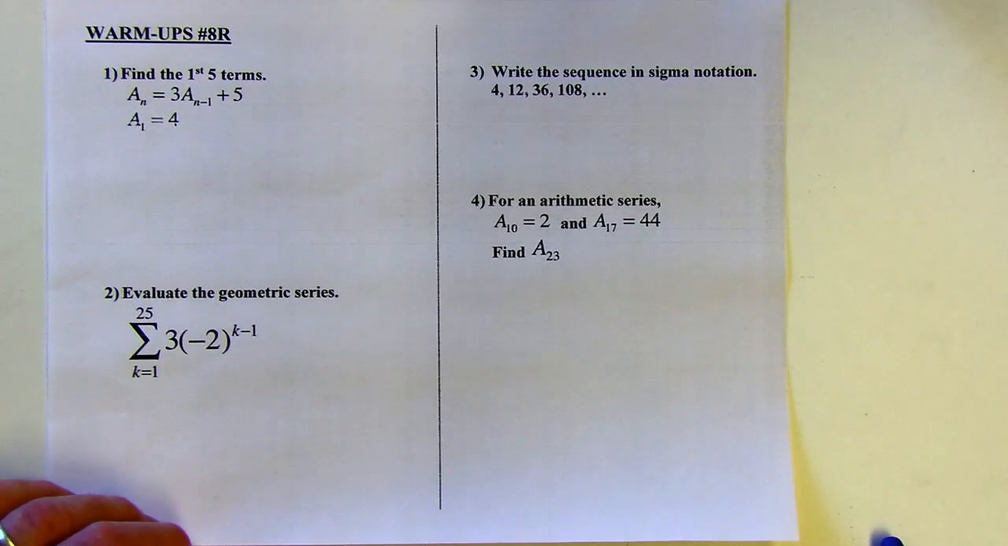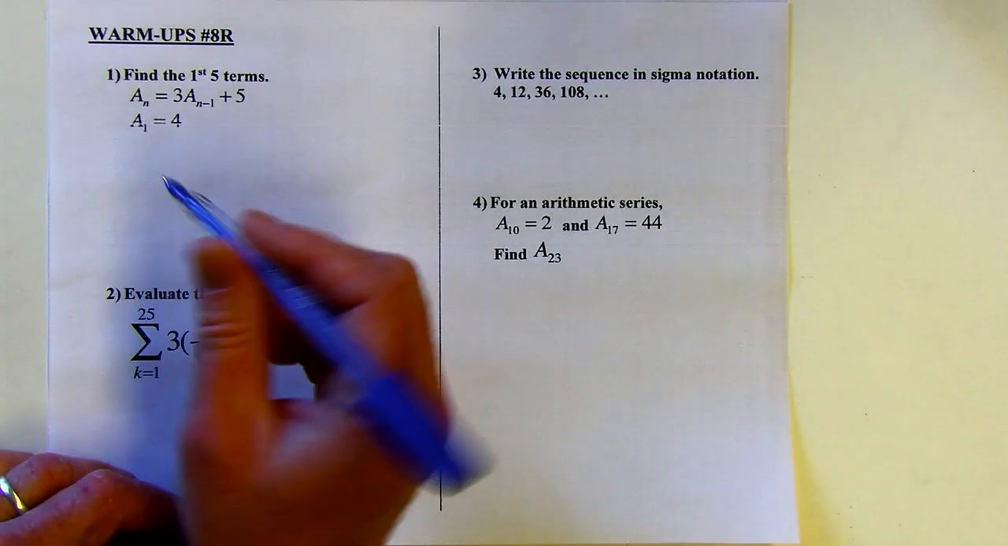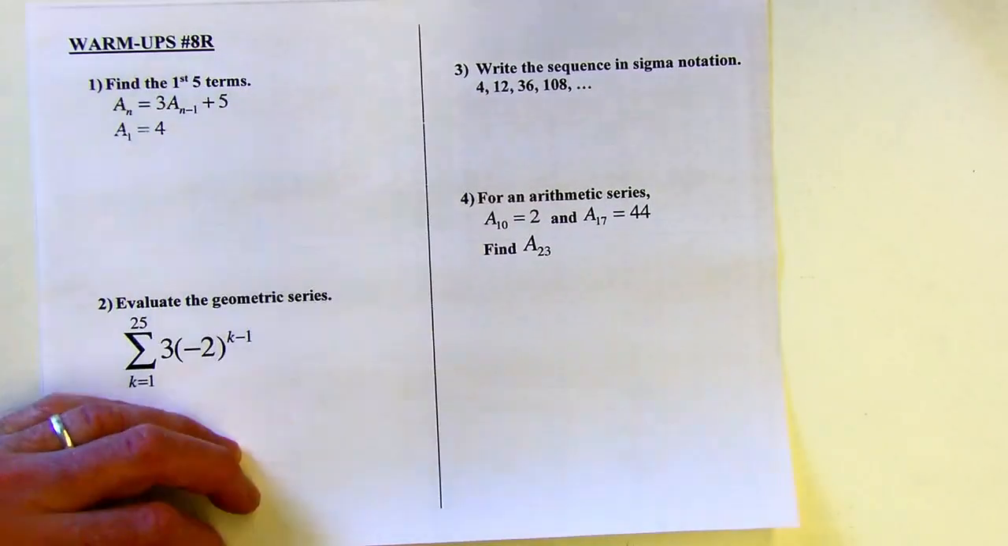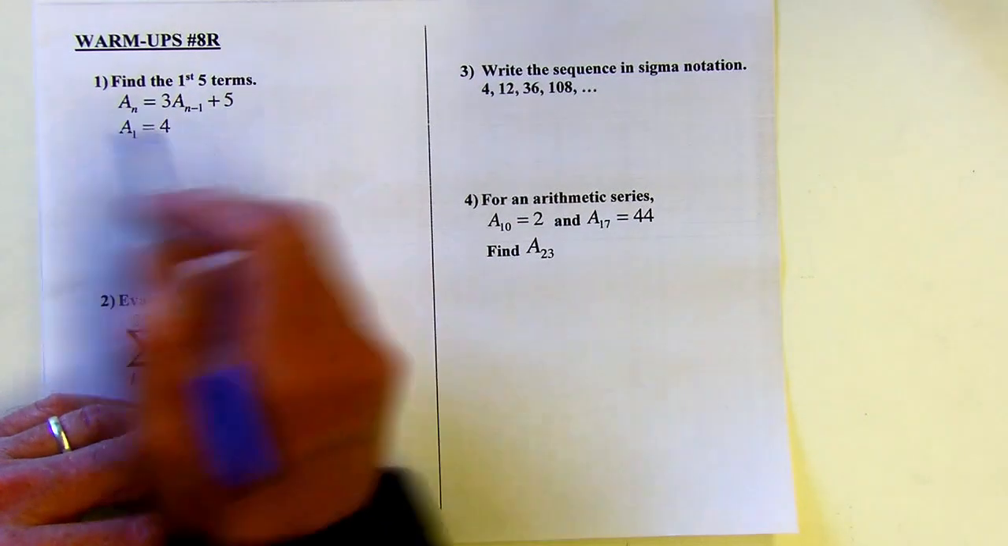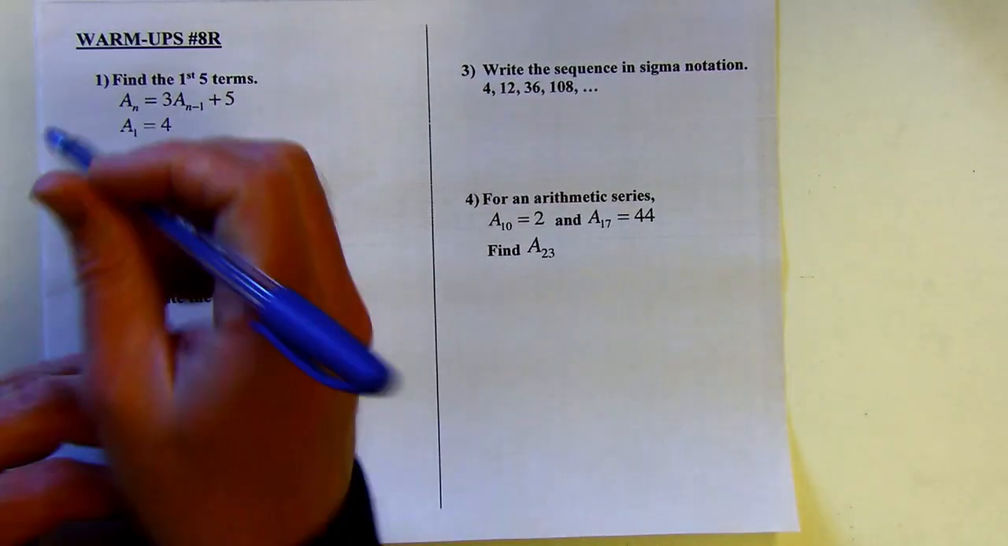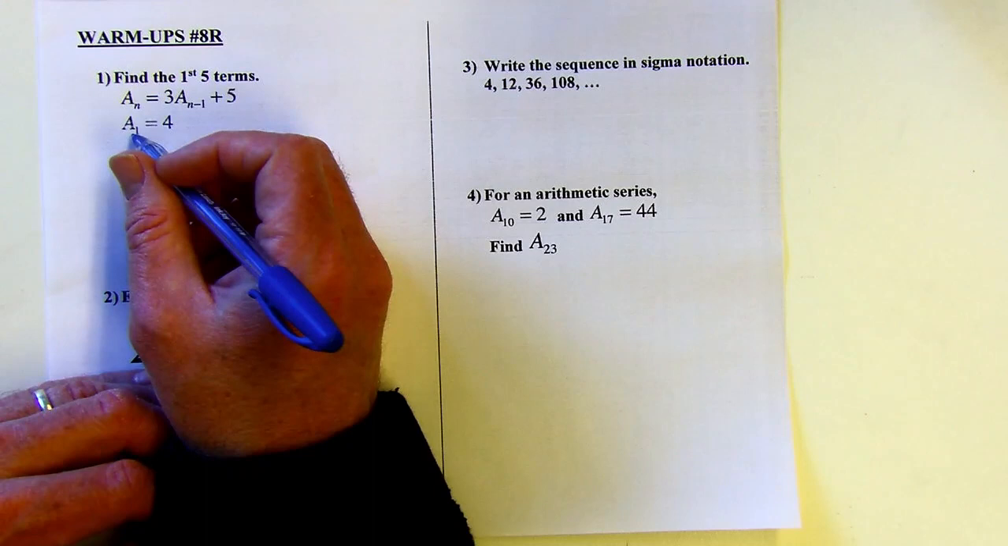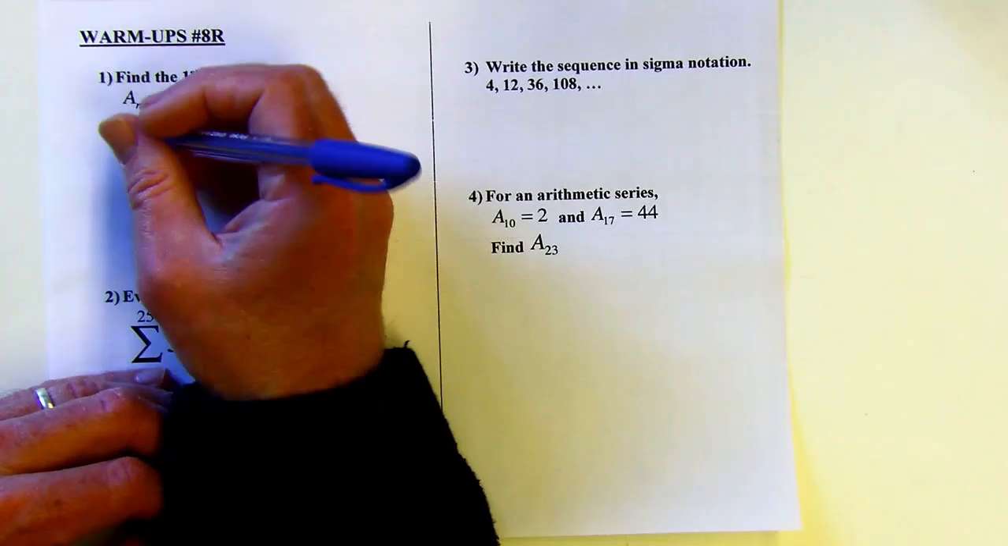Okay, here is warm-up number 8R. All right. We're going to find the first 5 terms of this sequence. We're actually given a sub 1, so that's nice. We got one for free.